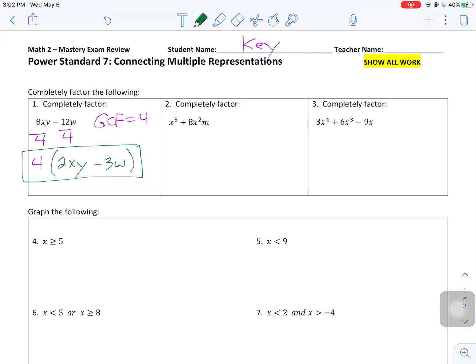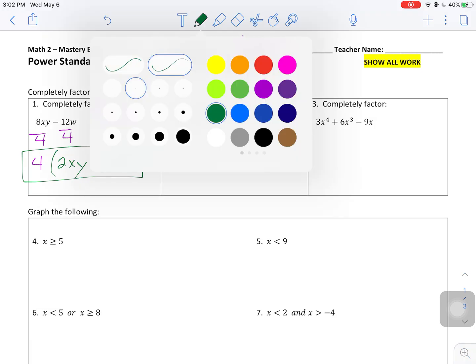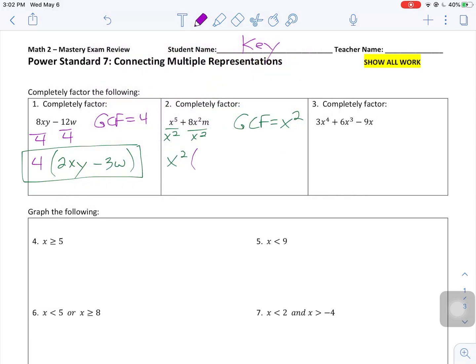Number 2, still factoring. When I look at those terms, both of the terms have at least an x squared, and that is the only thing they have in common. So I'm going to divide out a greatest common factor of x squared. For that first term, when you're dividing like bases, you have to subtract the exponents. So 5 minus 2 is 3. For the second term, the 8 drags down, x squared divided by itself cancels out, and then drag down the m.